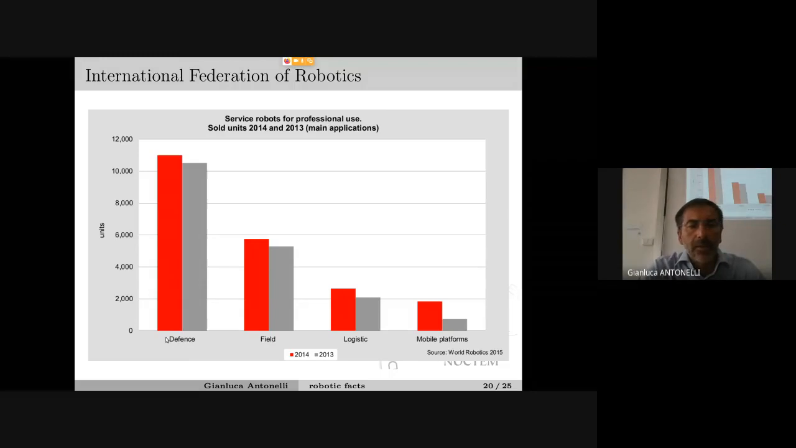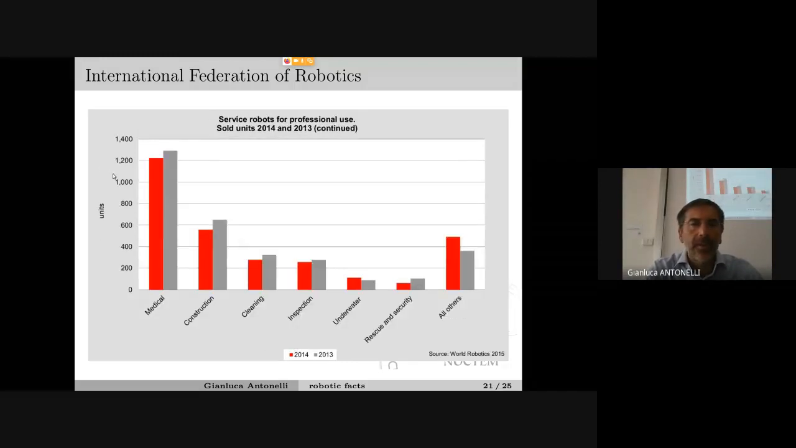A lot of theoretical advances have been made because of funding by the defense sector. Field robotics, logistics, mobile platforms. Here the scale is different, so this was the plot with a different scale. In this case the units are 10,000, but here it is 1,000, so it's decreasing in the zoom. Medical robotics, construction, cleaning, inspection, underwater, rescue and security, and others.